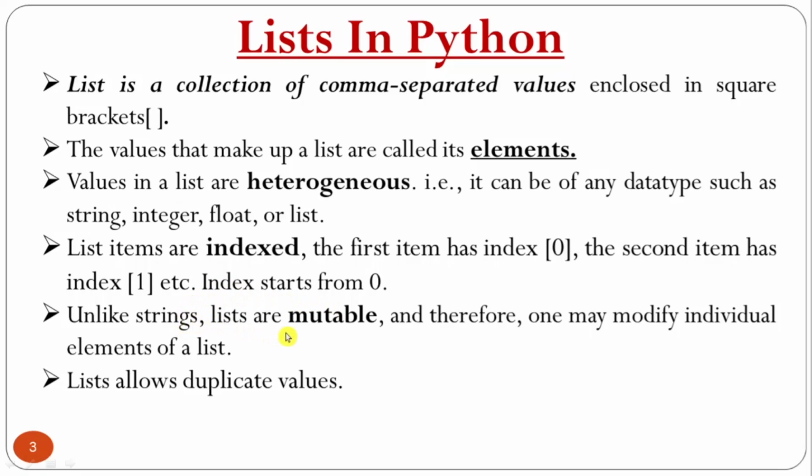Unlike strings, lists are mutable. That is, we can change the elements in a list. We can add items to an existing list, remove elements from the list, or change the items in the list. A list allows duplicate values also.